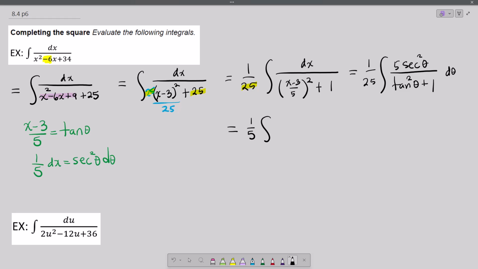What's tan squared plus 1? Secant squared. So those are the same. Tan squared plus 1 is secant squared. Secant squared over secant squared is 1. So this all becomes d theta. The integral of d theta is theta.